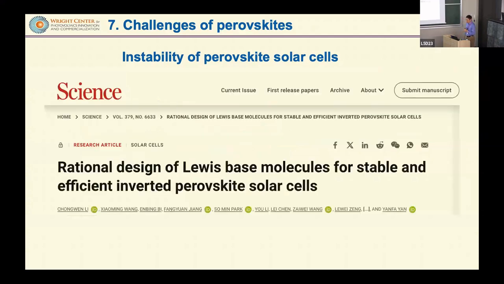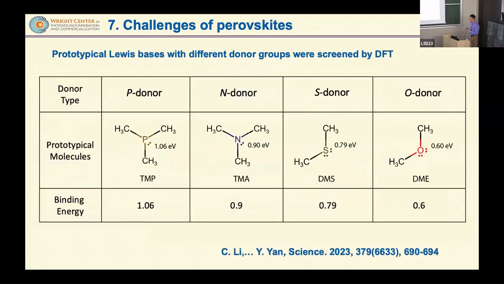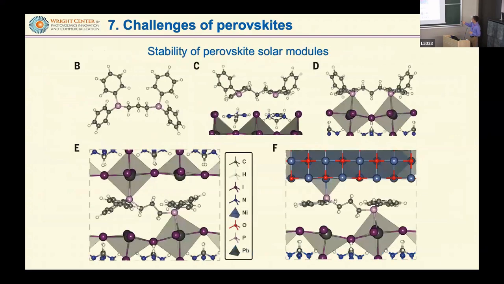So then we came up with this idea, we call it the rational design of Lewis-base molecules for stabilizing perovskite solar cells. So what are we talking about? We introduce some Lewis-base type molecules, which have lone-pair electrons. Those lone-pair electrons tend to coordinate with lead ions. So let's say for our perovskite, you will have lead ions on the surface, right?